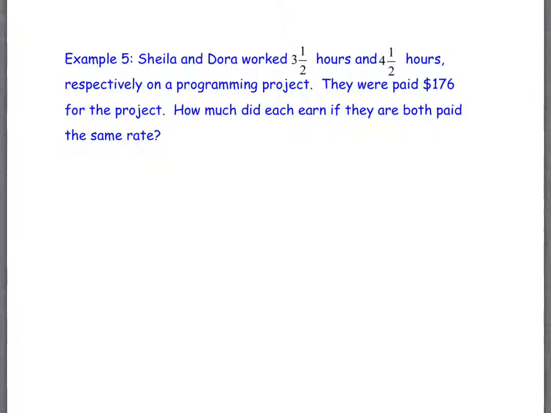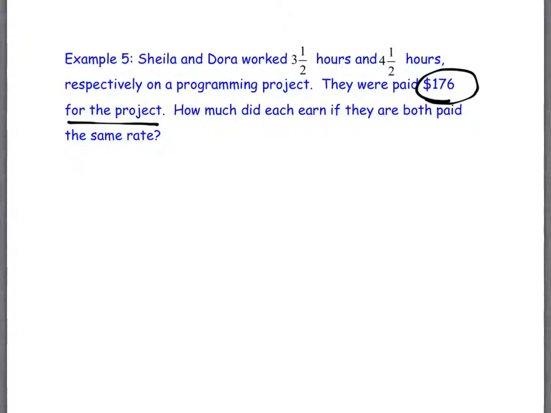Wait, so both of them together made $176? Right. That's $176 for the project. Total money paid. So they did it together, but they didn't work the same amount of time. We've got to find a way to split up the $176 to make it fair. And it's not very clear, right? It's not like one of them worked double the other one. I mean, the ratios aren't that clean.